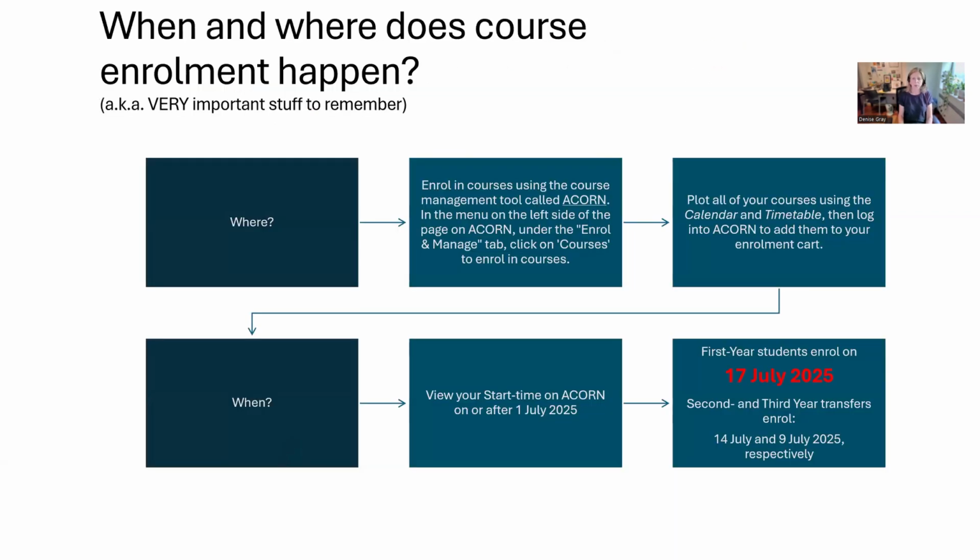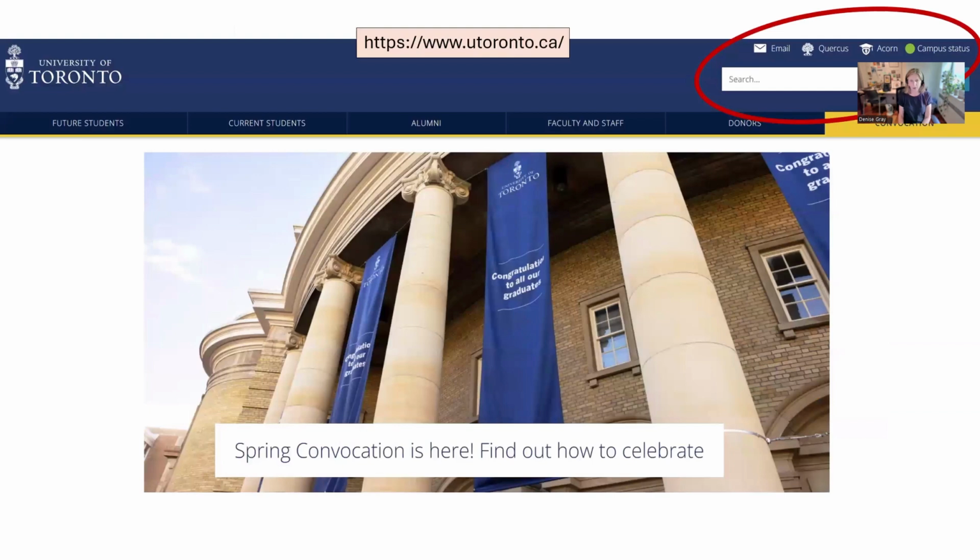Okay. We covered this already a little bit. So all of the planning happens in the timetable builder, and then you go to Acorn and enroll in your courses on Acorn. You go to your enrollment cart, put all of the courses that you have planned so carefully in there. You should have a couple of backup plans just in case courses are full by the time you get to enroll in them. And then check Acorn on July 1st or later to see what your start time is, and then make a plan at that designated start time, which will be assigned to you on July 17th. Enroll in your courses on Acorn.